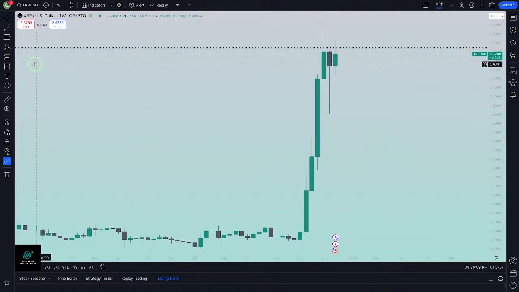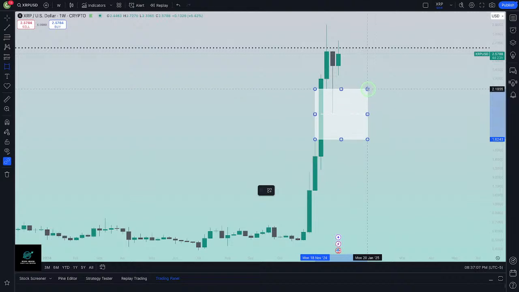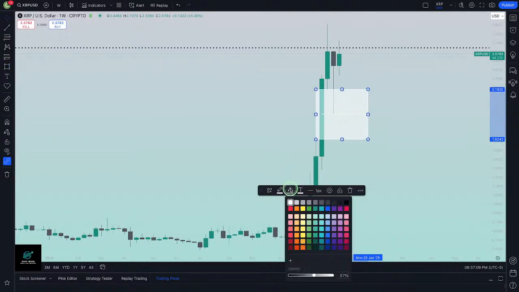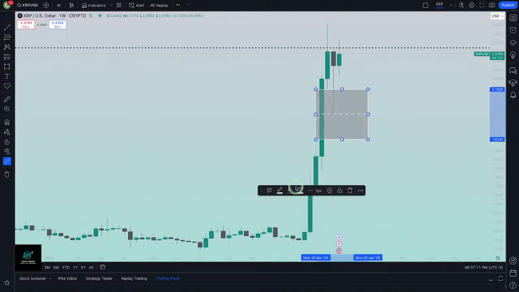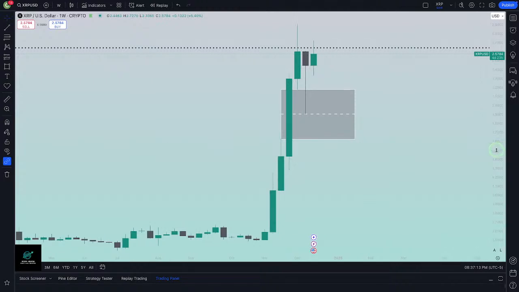I'm gonna go ahead and draw out the weekly fair value gap. Y'all see this candle right here? Look to the left, look to the right. This is a weekly fair value gap. I'm gonna draw it out. Boom, right there. That's a weekly fair value gap.